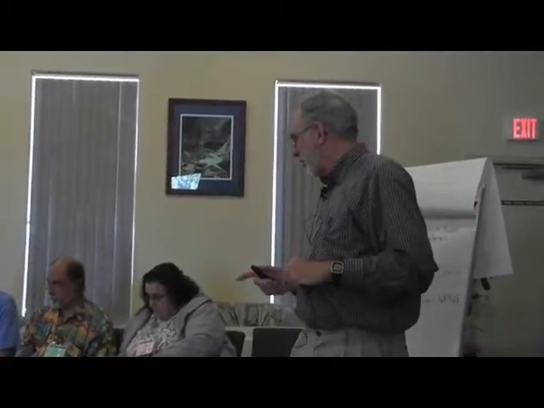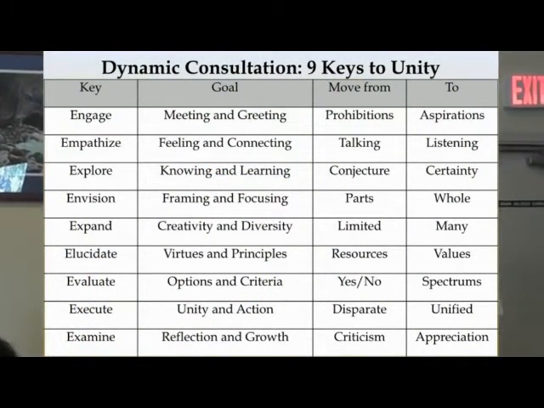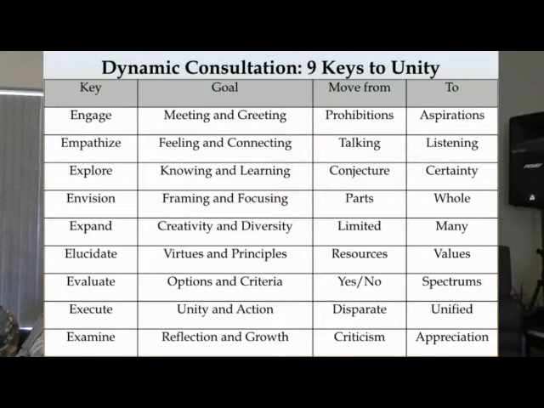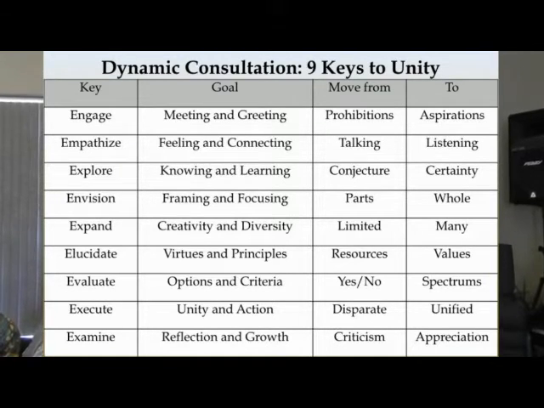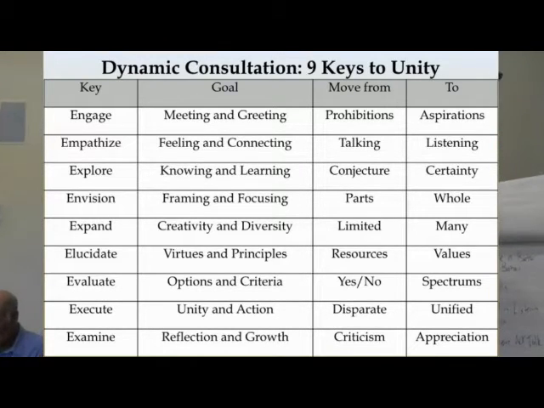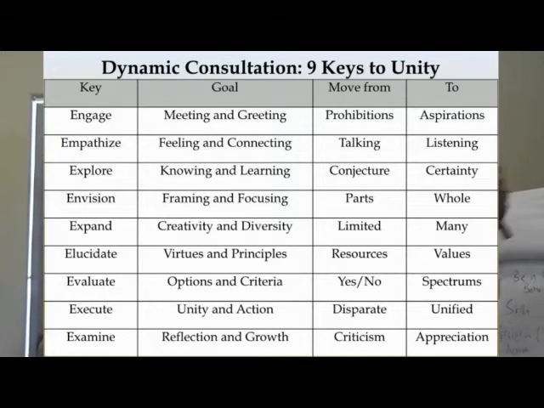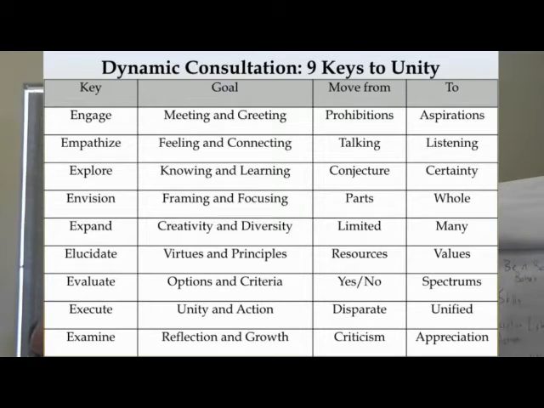So, this is the big picture, and you've got this in your book. And I want to connect the dots here. These are the 9 keys in consultation. So, these are the 9 steps that will take us from suffering to happiness. Where we engage, we empathize, we explore, we envision, we expand, elucidate, evaluate, and execute. So those are the steps that we're going to follow through, and finally we examine. Those are the steps we're going to follow through with a model, with a goal of reaching a higher level of happiness. That's what Abdu'l-Baha desires for us.